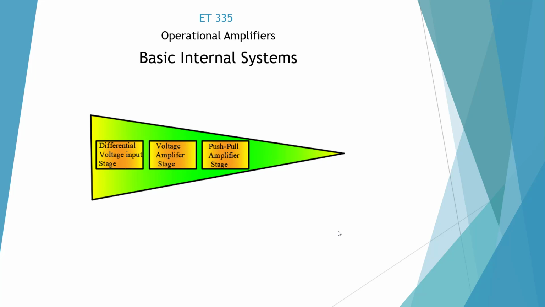Here are the internal systems of an op-amp. It starts with a differential voltage input, and basically op-amps are differential amplifiers, so they measure the difference between the two inputs, the inverting and non-inverting, and it multiplies it with the voltage amplifier stage. And then the final stage, which would be a push-pull amplifier, is basically for current, even though these devices don't produce a lot of current.